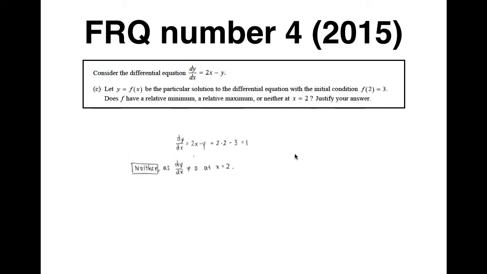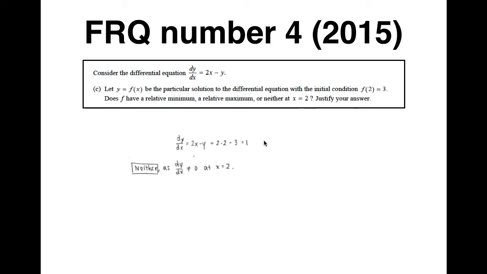Question C, this is when it becomes much harder, but I like this question a lot. It addresses a problem that I've seen very often in my classes. Let y equals f of x be the particular solution to the differential equation with the initial condition f of 2 equals 3. Does f have a relative minimum, a relative maximum, or neither at x equals 2? Justify your answer.